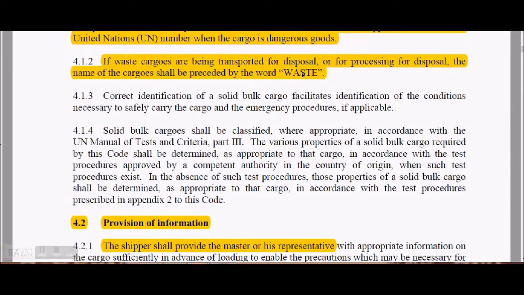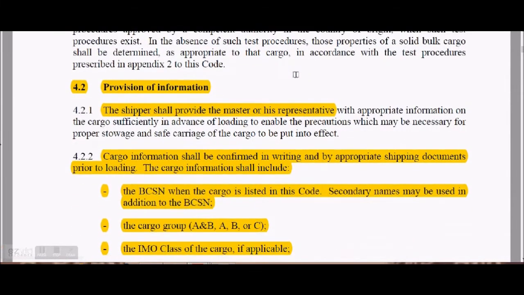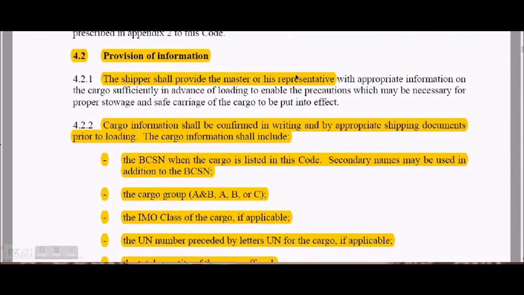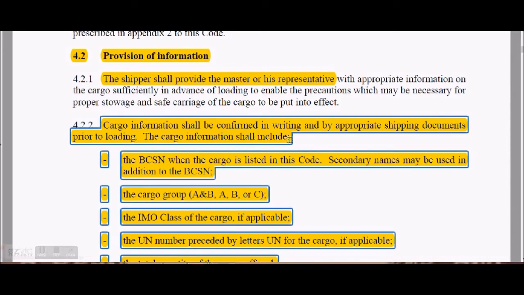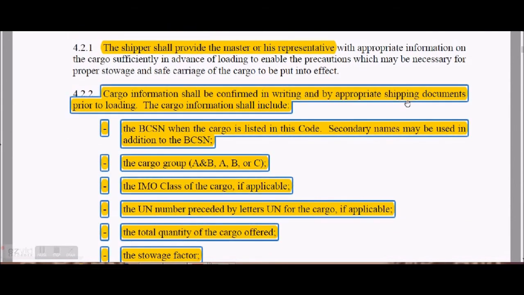Provision of information. Okay, now this is important, what the shipper should give us. The cargo information shall be confirmed in writing and by the appropriate shipping document prior to loading. The cargo information shall be included. There are only a few things which we know that the shipper is providing us, but there are many things which he has to provide. That is, secondary names may be used in addition to the BCSN. It is written here. Bulk cargo shipping name is BCSN. And UN is United Nations.